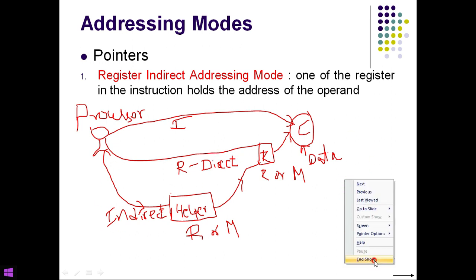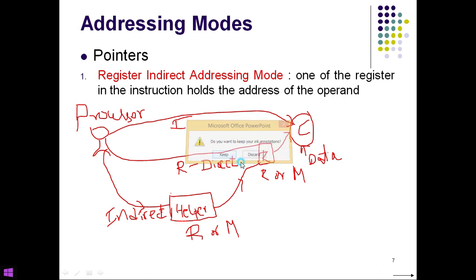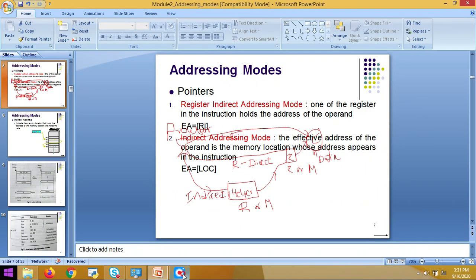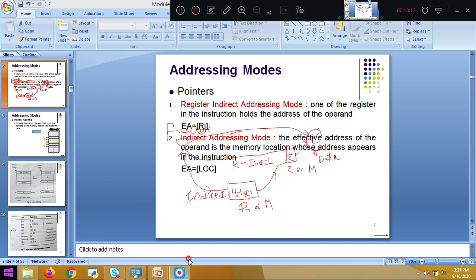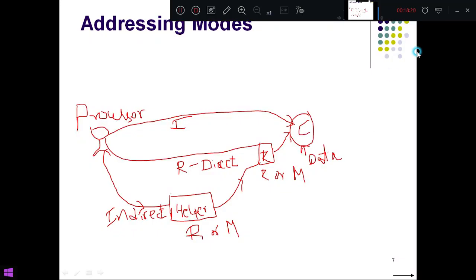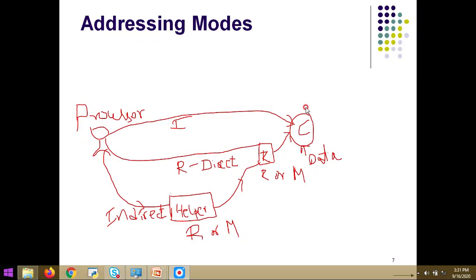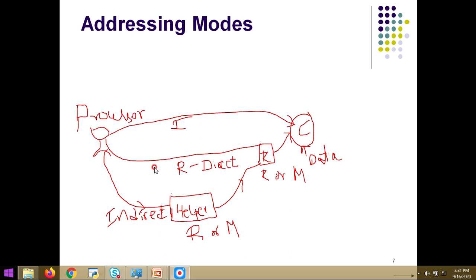So this is pretty interesting, which we will be studying in the next class as well. I'll continue the rest of the things in the next class. For now, you just remember this, that is the whole summarization of the addressing modes. In the next class, we'll go ahead and check the indirect addressing methods.